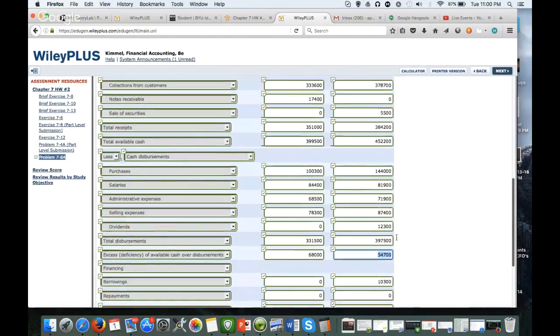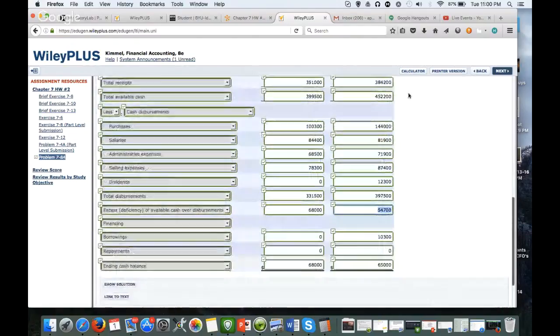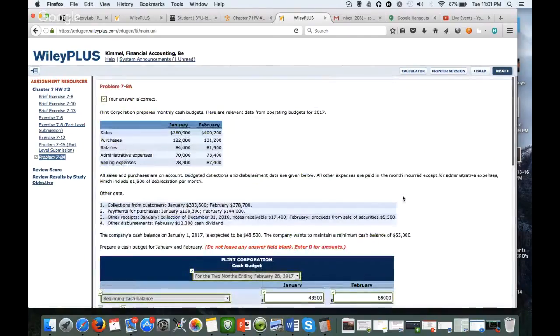Again, it's important to note that the company wants to maintain a minimum cash balance of $65,000. If you notice, we're at $54,700, which would make us $10,300 short. So in our financing, we are going to borrow $10,300, leave our repayment 0, same as January, and we'll have an ending cash balance of $65,000 by adding our borrowing of $10,300 to our $54,700 excess in the month of February. And that is problem 7-8A in Wiley.